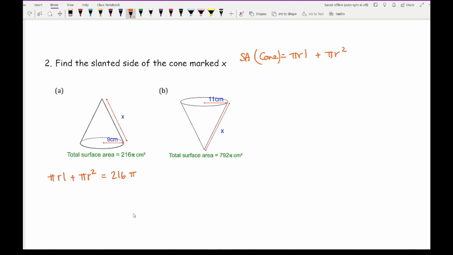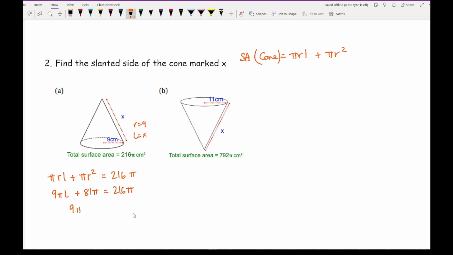So even though the surface area is given to me in terms of pi, that's not really a problem. It just means that it could be on a calculator or a non-calculator paper. Now, r we know is 9, and L is what we're trying to find, and L equals x. So substituting the values that we know, what we've got is pi r, which is 9 pi, so 9 pi L plus 81 pi equals 216 pi.